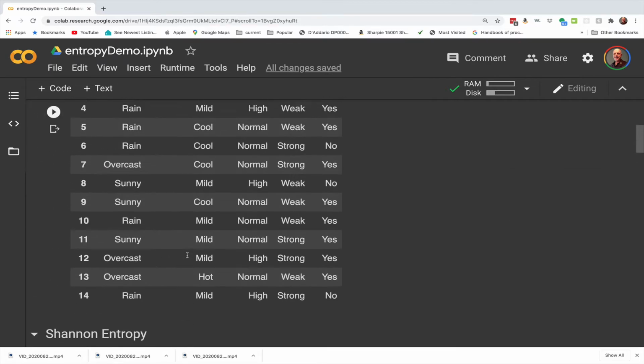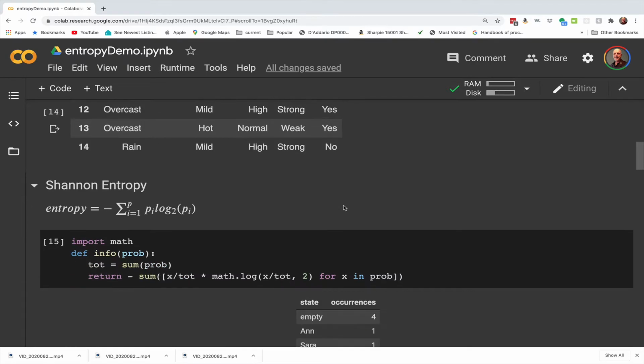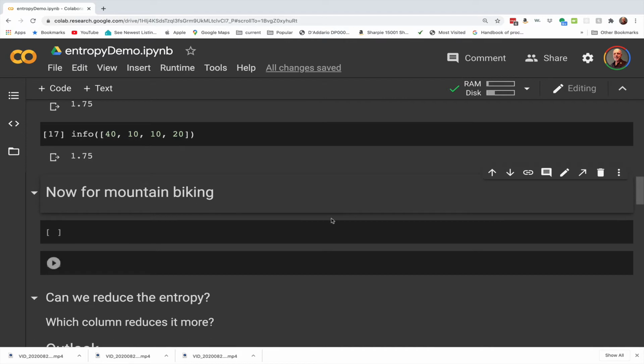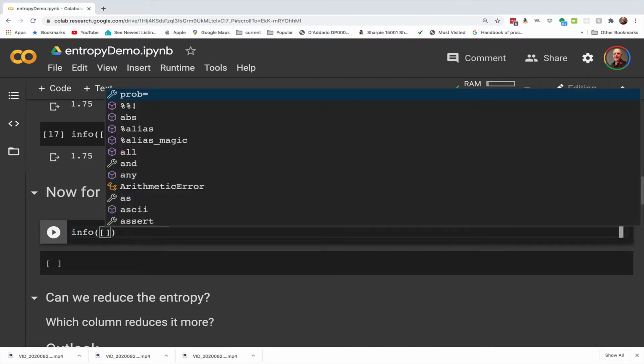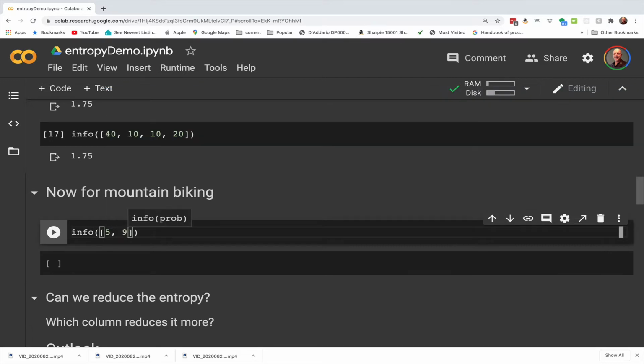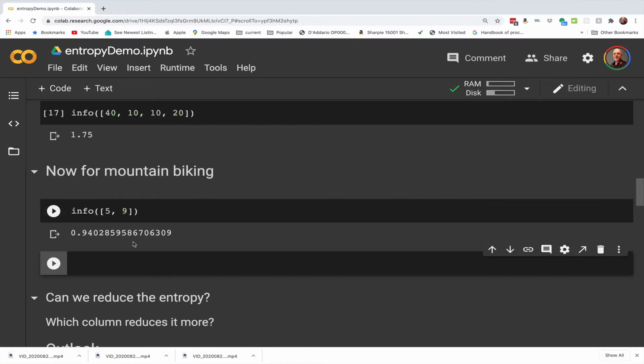So scrolling up here, remember that we started with just counting the bike column just to get the rough idea of, without asking any questions, what the entropy was. And if we counted these, there were 5 no's and 9 yeses. So we can get the entropy of the problem just to start with. Now let's do that. So it's 5 occurrences of not mountain biking, I think, and 9 mountain biking. And that's the entropy. And when we did it by hand, we got the same entropy.